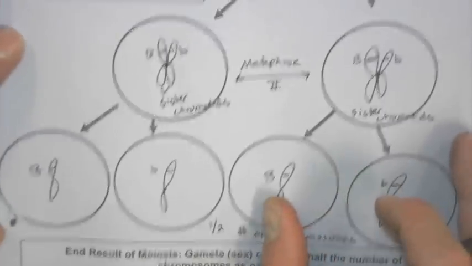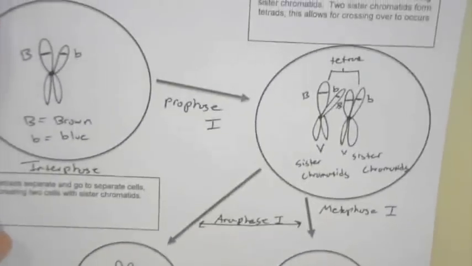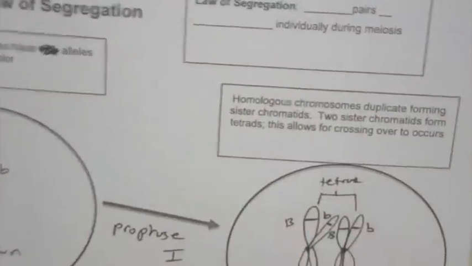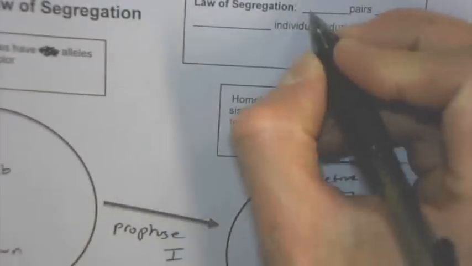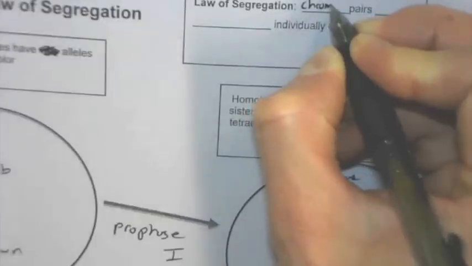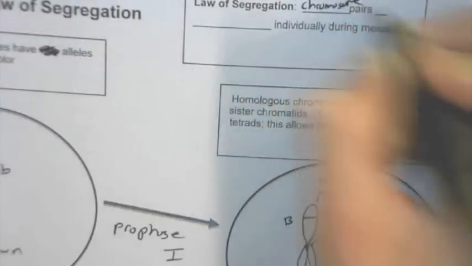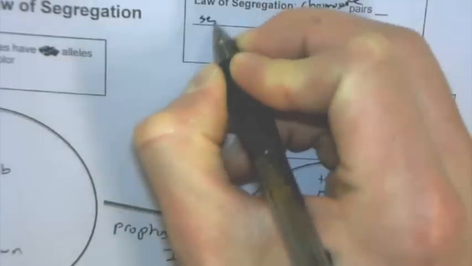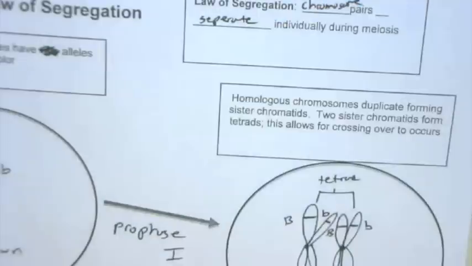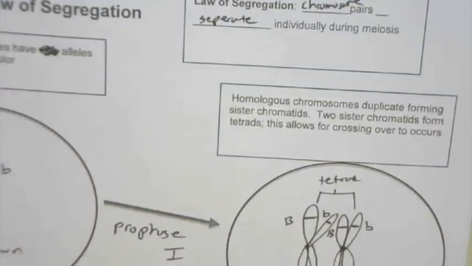The law of segregation simply states that chromosome pairs separate individually during meiosis. So the separation is individual and random. That is meiosis and the law of segregation.